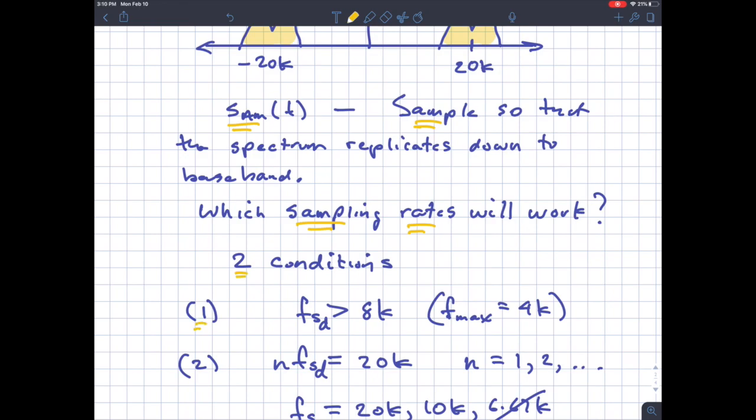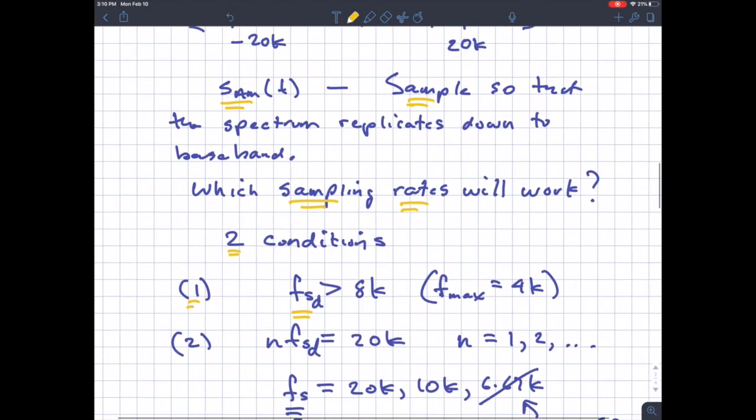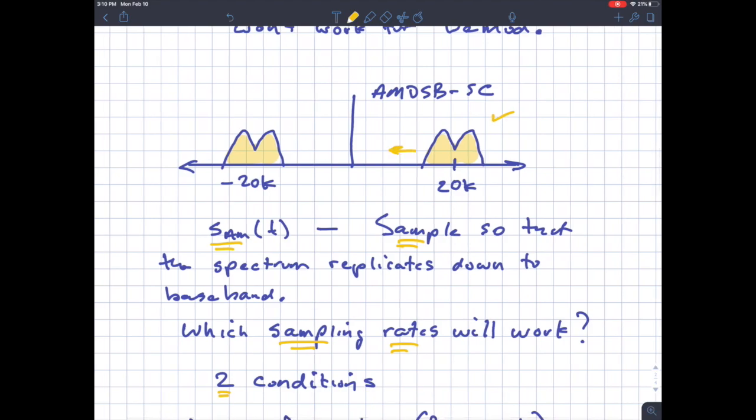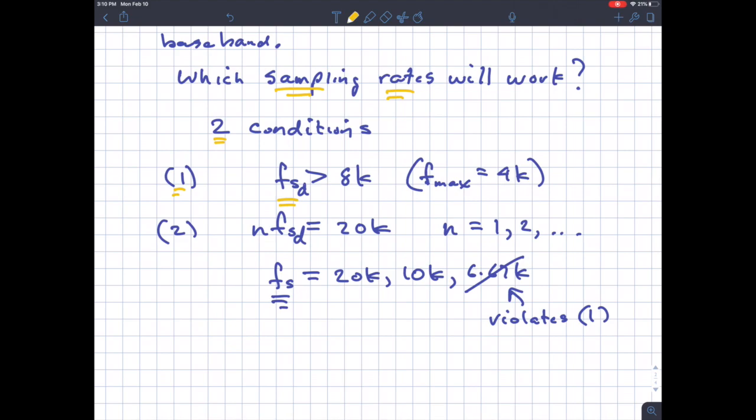The first condition is that we have to sample at least fast enough to capture the baseband signal. If you start sampling less than that, then you can't reconstruct the baseband signal, because that will fold back down on itself and give you a distorted spectrum. So we know that the downsampled sampling rate that we would need to move this spectrum back down to baseband has to be greater than 8K.